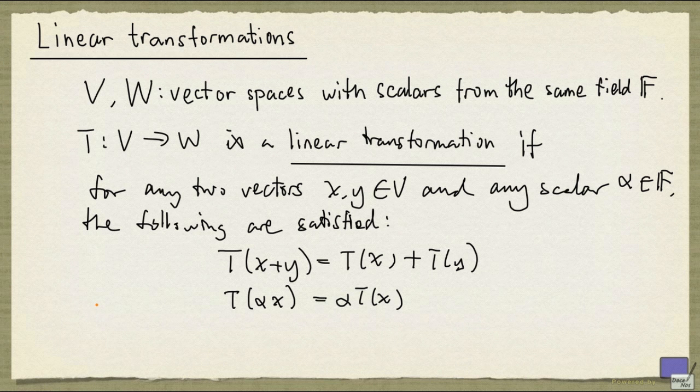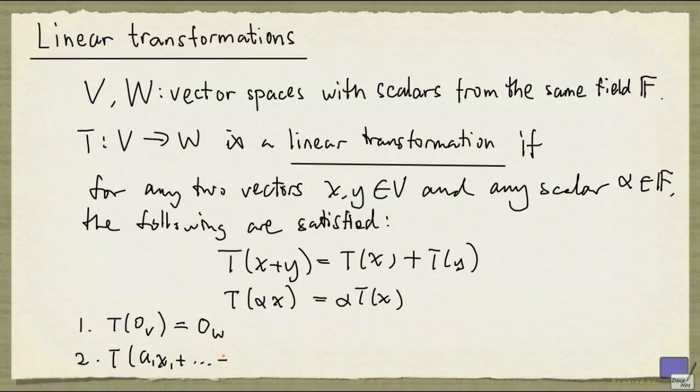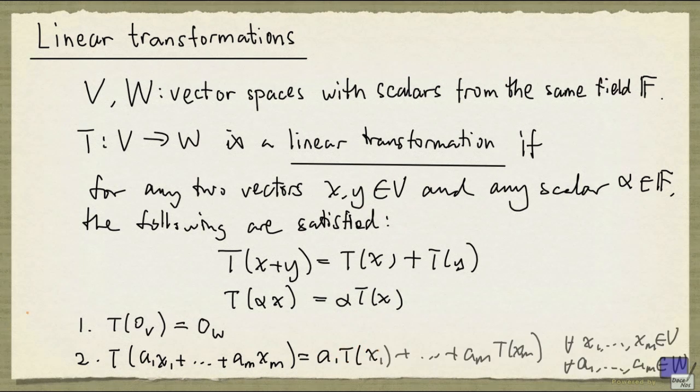Now, a couple of consequences of this definition are: 1. If you apply T to the zero vector in V, what you get is the zero vector in W. And you can see this by taking alpha to be 0 here. And the second one is, if you apply T to a linear combination of vectors in V, say a1x1 plus all the way to amxm, where a1 up to am are scalars, this is the same as the linear combination of the images. Now let's look at a couple of examples.